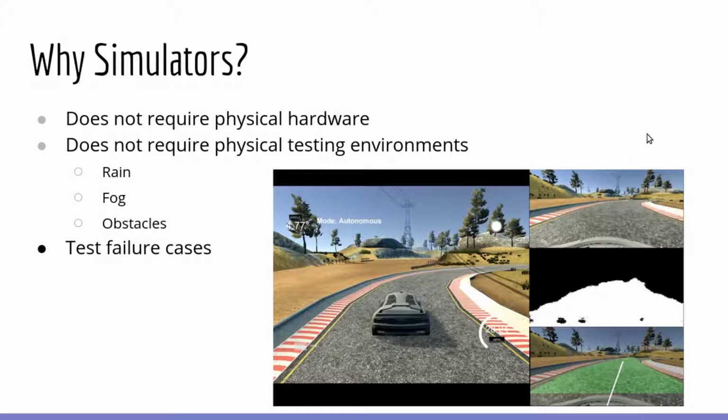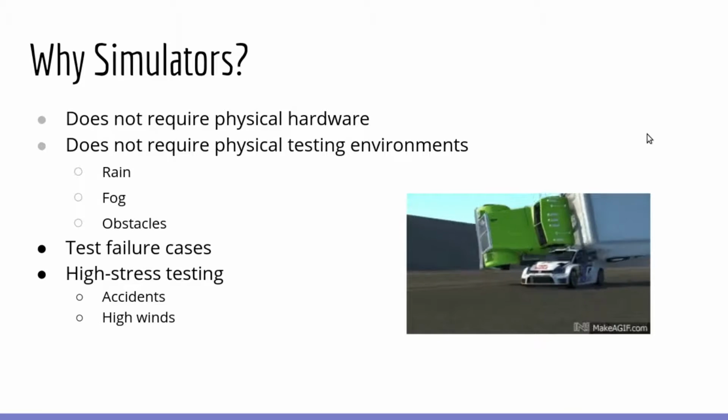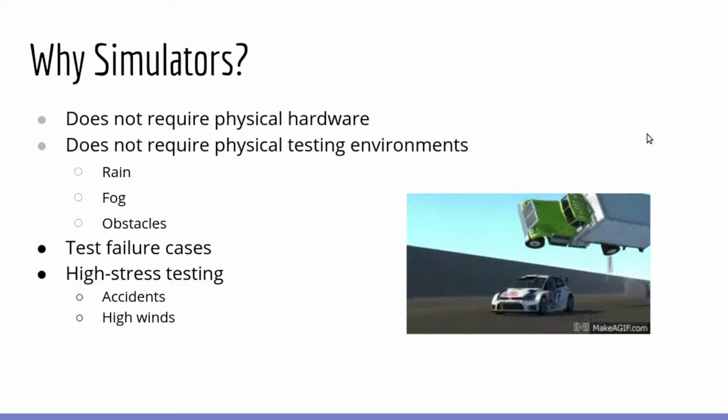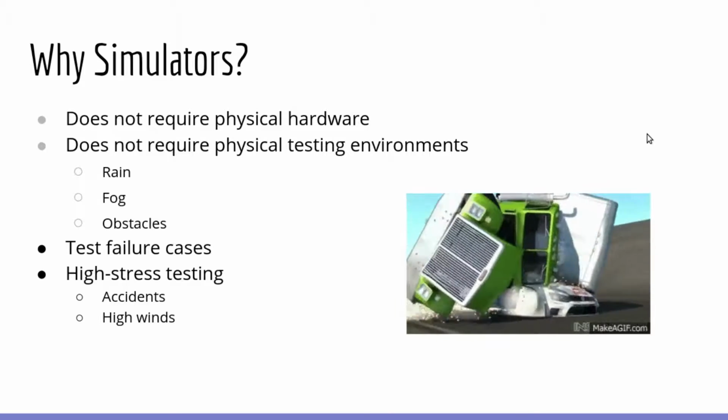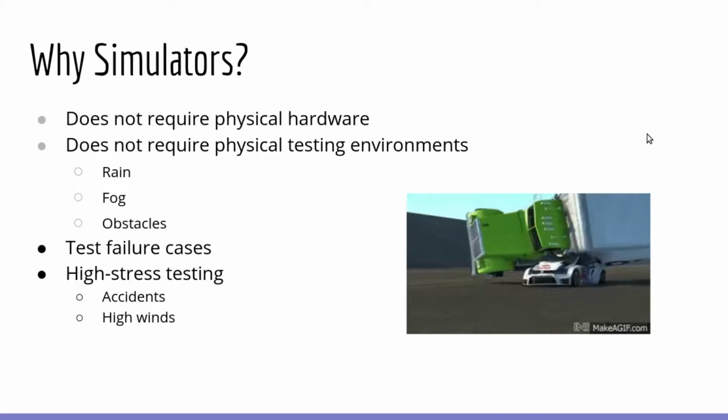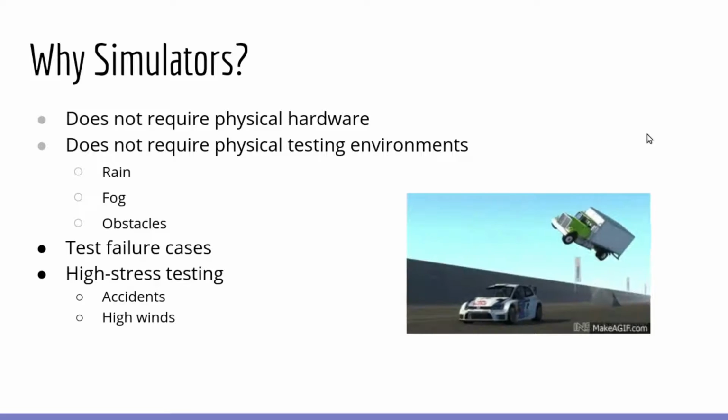You can also use simulators to test failure cases. So for instance, if you have a failure case where you know your robot is performing incorrectly, you can set up that case in a simulator and rerun it over and over again until you figure out what the problem is. It's sort of like a great debugging tool. And finally, you can also use simulators for doing high stress testing. So if you're doing vehicles, you can test how it would perform in situations that might cause accidents, which you wouldn't want to otherwise do with a real robot.